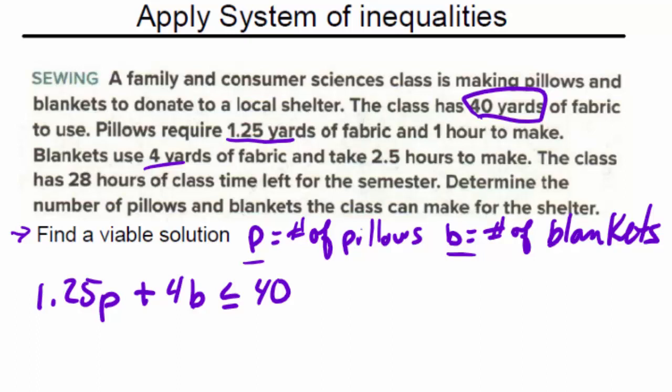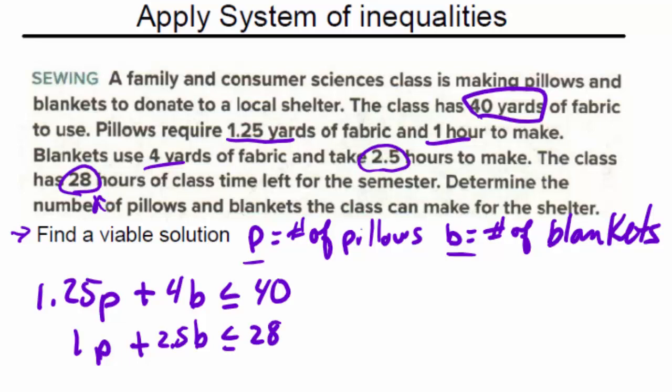And we also know that they have 28 hours left of class, and we also know how long it takes to make each one. So it takes 1 hour to make a pillow, so that's 1 times P, plus the amount of time it takes to make a blanket, which is 2.5 times the number of blankets. And they have to be done in the next 28 hours, so it's got to be less than or equal to 28. So there's our system. All we got to do is graph it now.